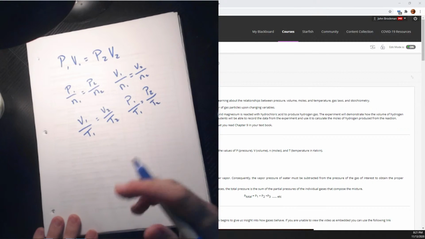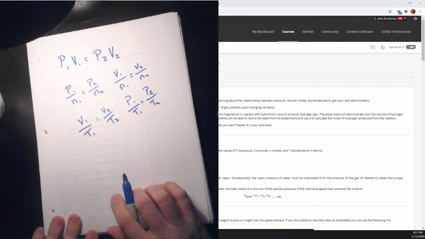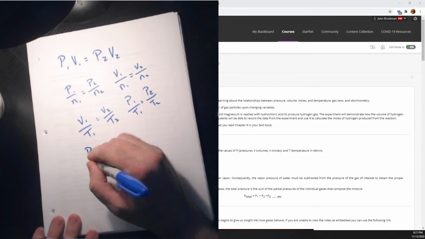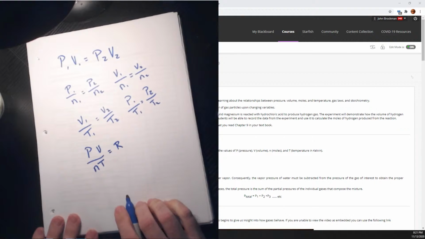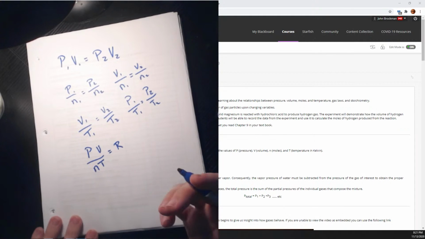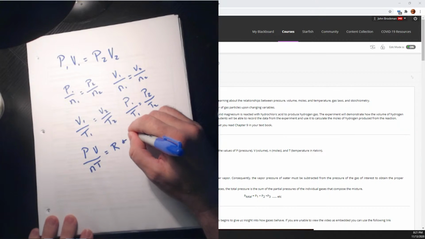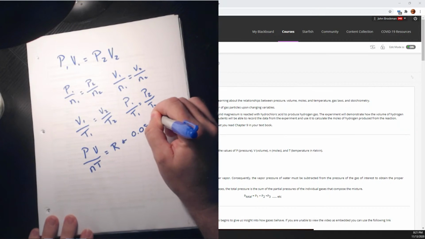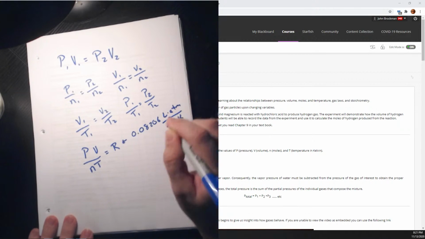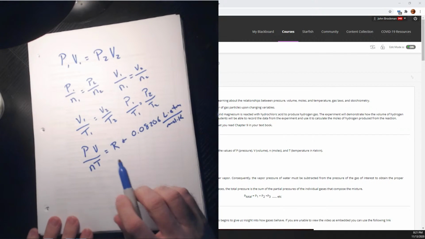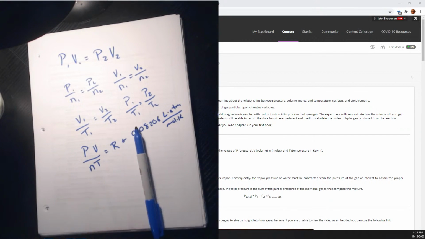So what you can do is you can relate all of these things together, such that PV over nT is equal to a constant that we call R, where R is the universal gas constant, 0.08206 liter atmospheres per mole Kelvin. It's just the constant that relates all of these variables about a gas to one another. And the particular value of R does change, depending on what units you use.